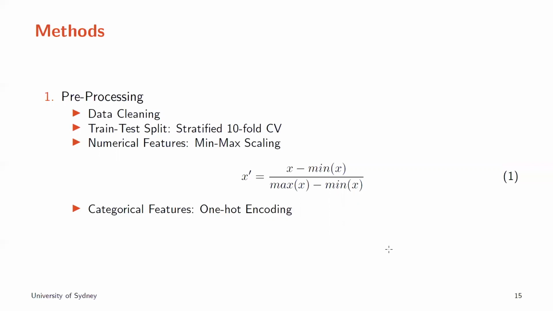We used a stratified 10-fold cross-validation to ensure that we have consistent class imbalance ratio in our training and test sets. For our numerical features, we performed min-max scaling to reduce the values in a range of 0 to 1 using the given formula. For the categorical variables, we used one-hot encoding.